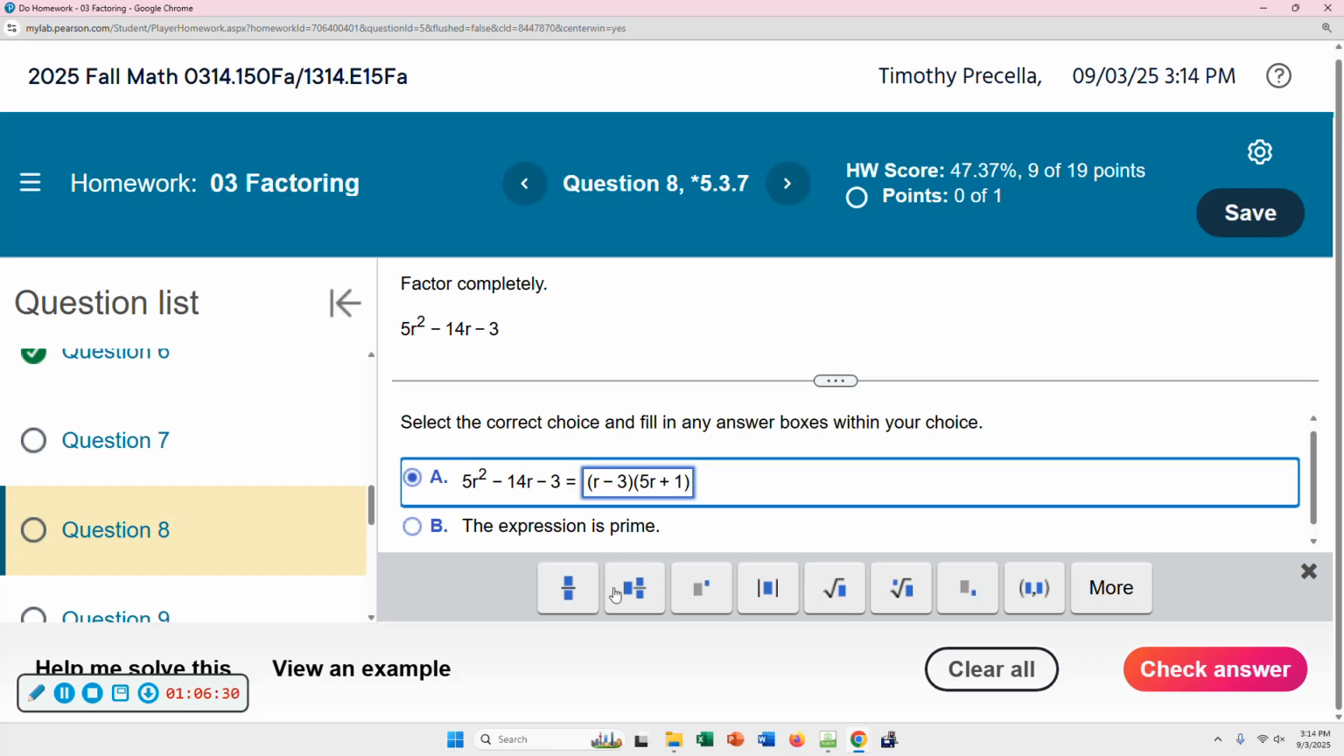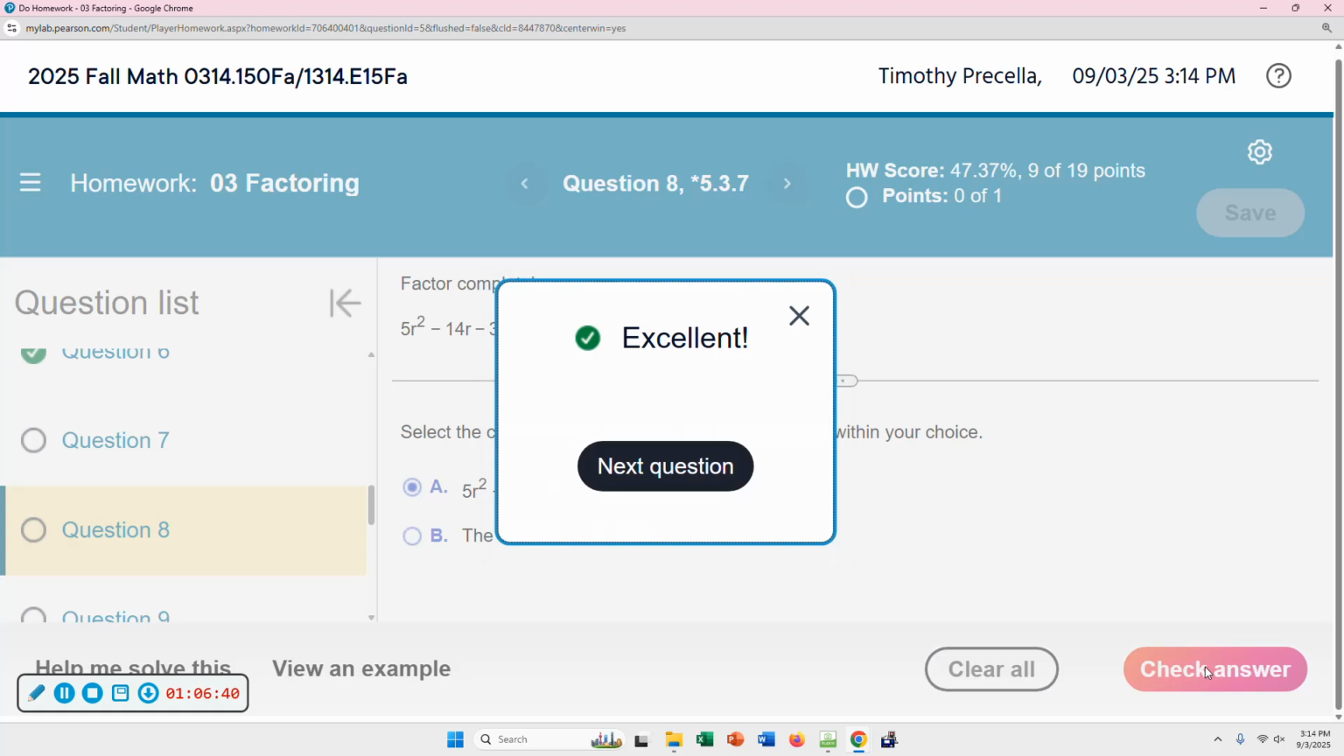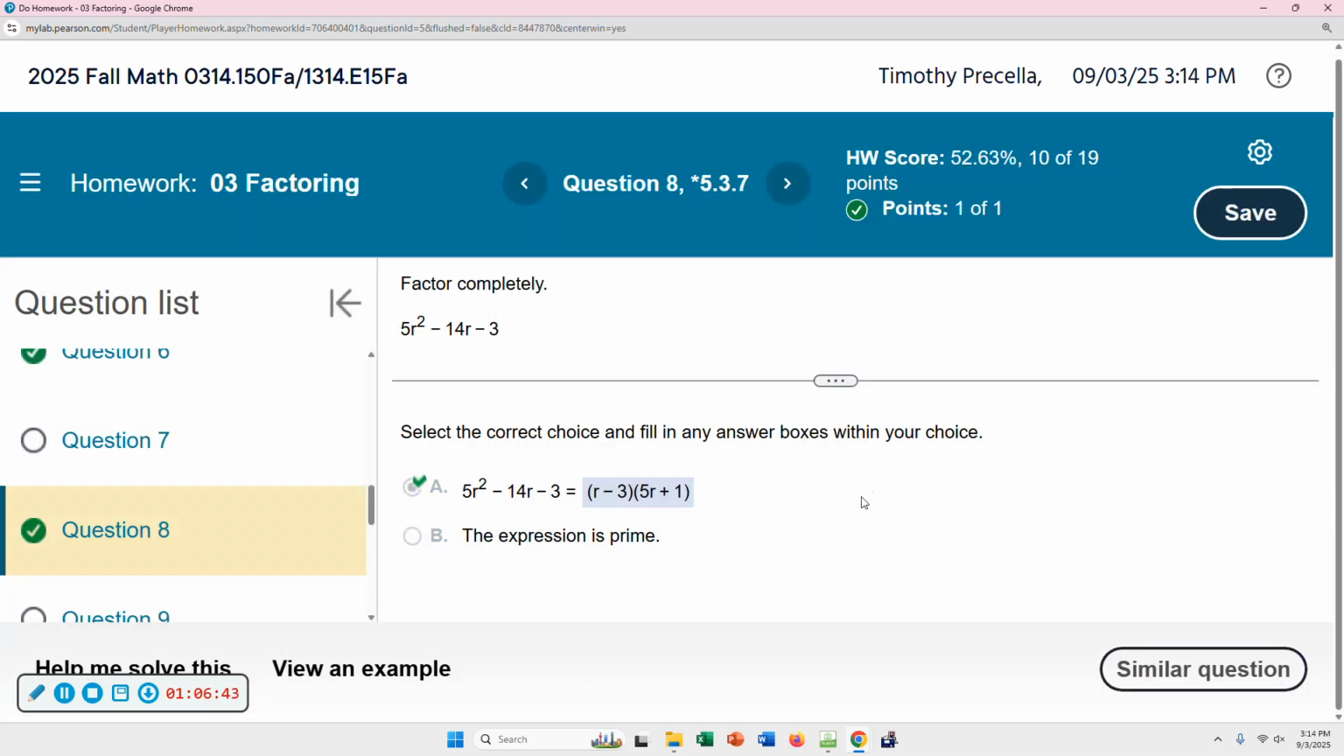Do you have a 5r plus 1 inside the parentheses? Yes. Do you have an r minus 3? Yes. Any questions there? That little table regarding signs is very important to help you master assigning the signs inside the parentheses.